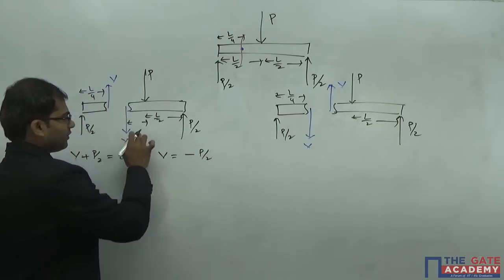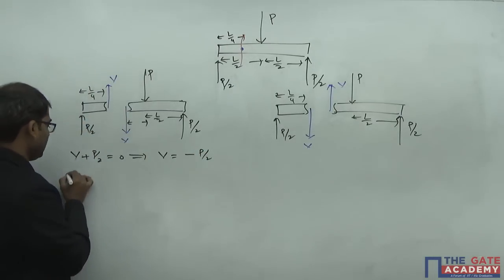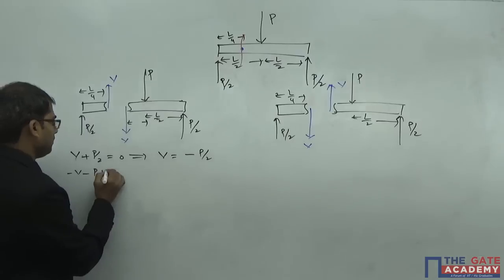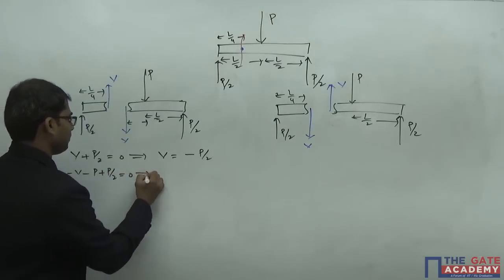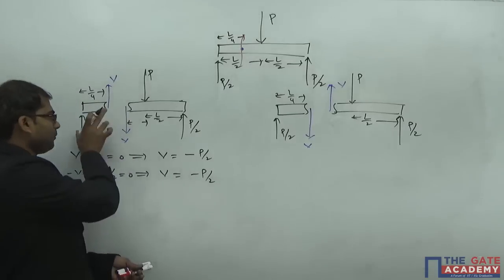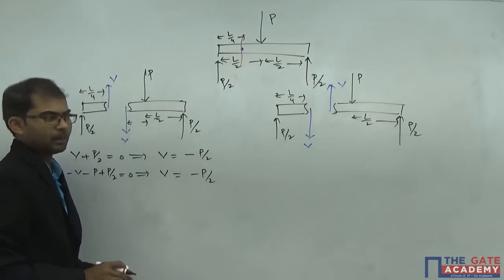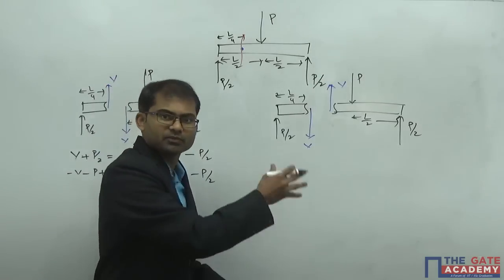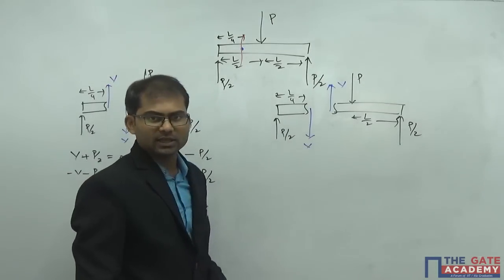In the same way, if I go with this one here, I'll get the equation minus V minus P plus P by 2 is equal to 0. So this implies again V is equal to minus P by 2. So you go either by the left part or the right part, you'll get the same answer. Now let's see whether this happens in the same way regarding this arrangement or not.